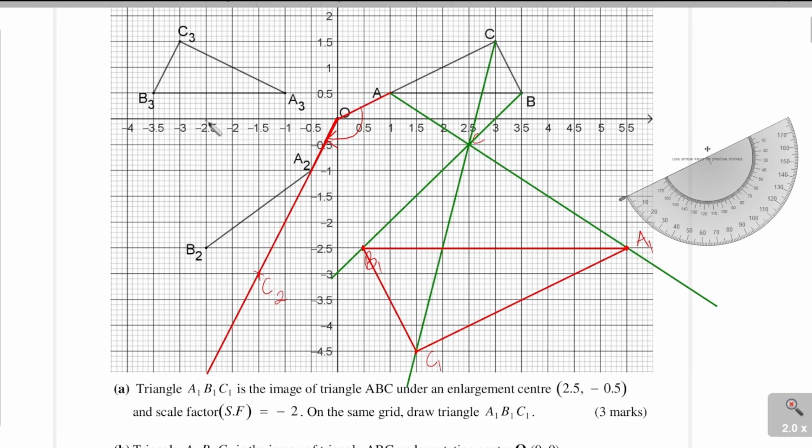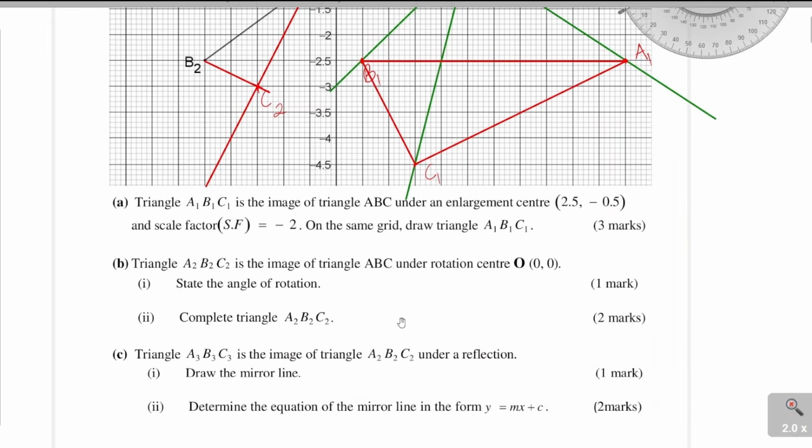So once you've done that, you can now complete it. You join B2 to C2, and there we have the triangle A2, B2, C2. We go to the other question. So we've completed that. Now part C.